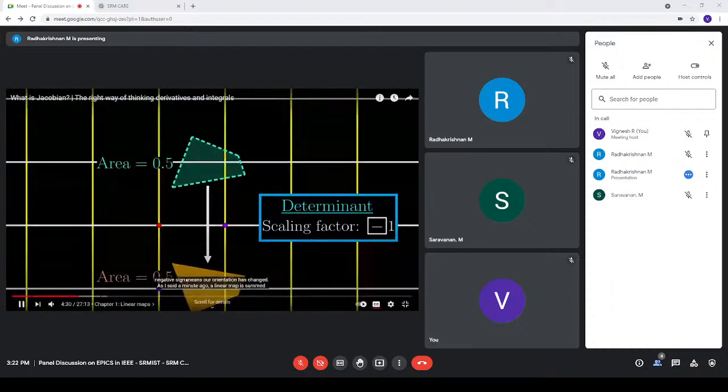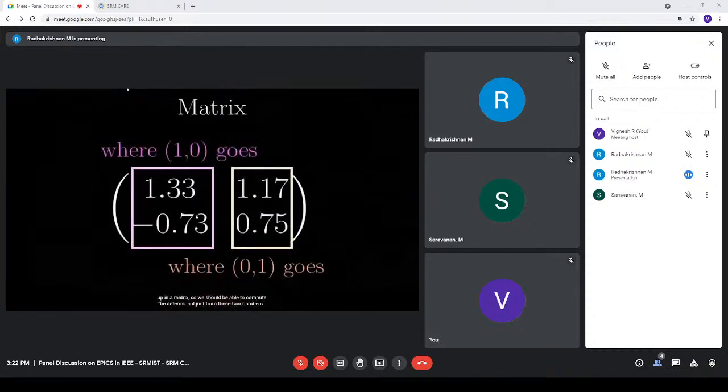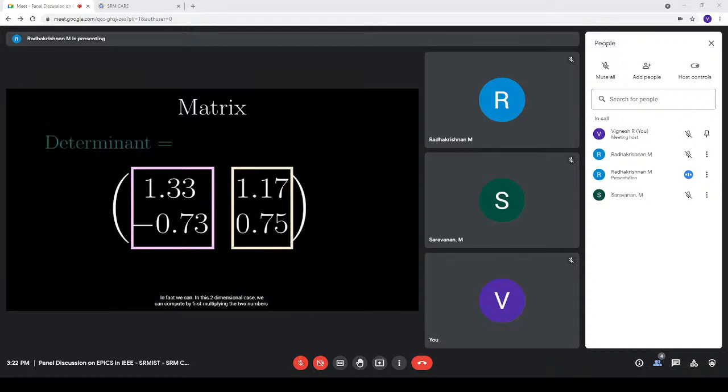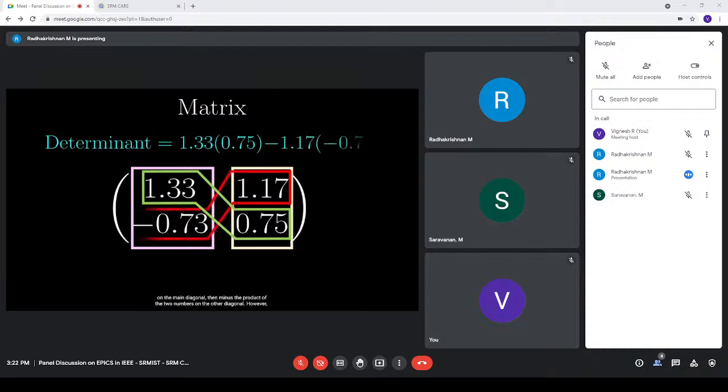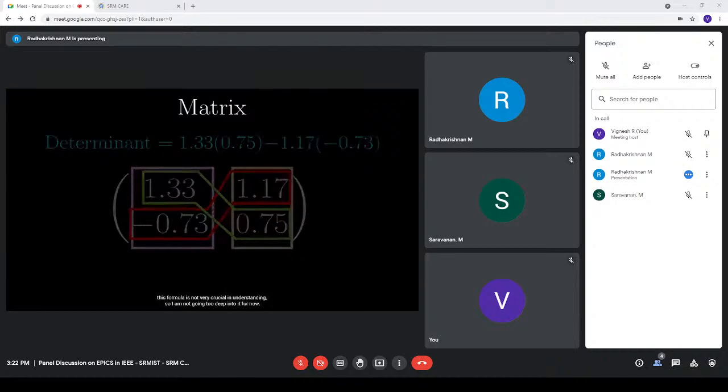As I said a minute ago, a linear map is summed up in a matrix, so we should be able to compute the determinant just from these 4 numbers. In fact, we can. In this two-dimensional case, we can compute by first multiplying the 2 numbers on the main diagonal, then minus the product of the 2 numbers on the other diagonal. However, this formula is not very crucial in understanding, so I'm not going too deep into it for now.